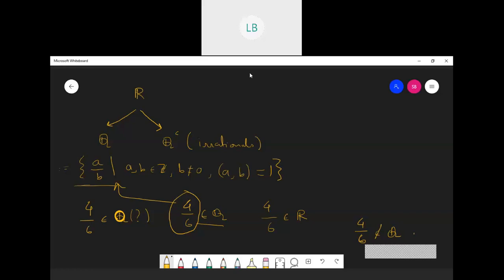So 4 by 6 is not a real number. So that is the thing. All such numbers like 4 by 6, 10 by 15, 100 by 200, they don't make sense actually. So we write that 10 by 15 is equal to 2 by 3. This 2 by 3 is a rational number, but 10 by 15 is not a number only.